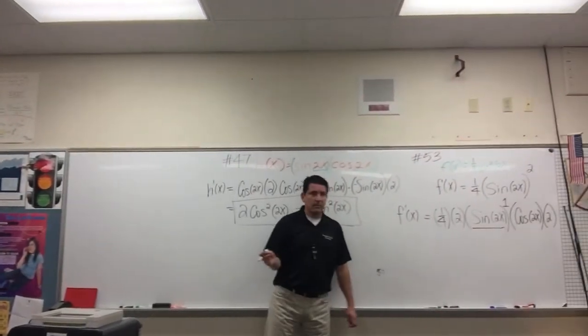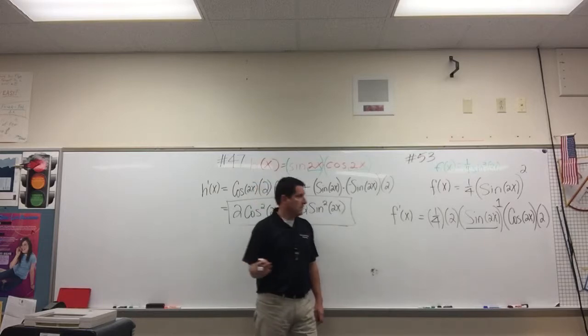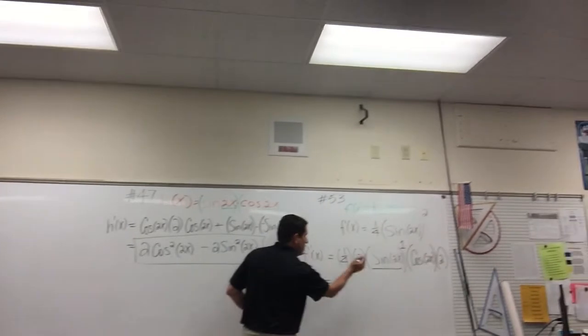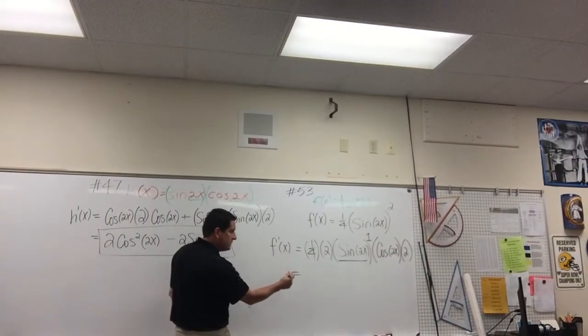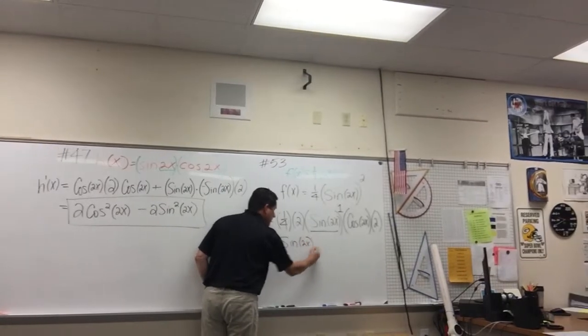Okay, I've seen a couple of crinkly faces on this one. Are we good with this? Okay, then we clean it up. 4 on top, 4 on the bottom. So this is really just 1/2 times the sine of 2x times the cosine of 2x.